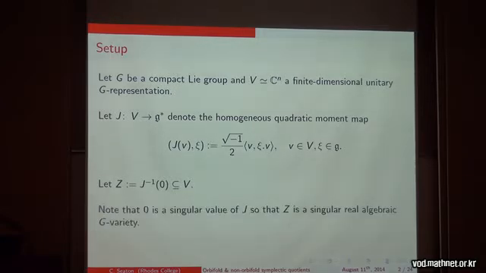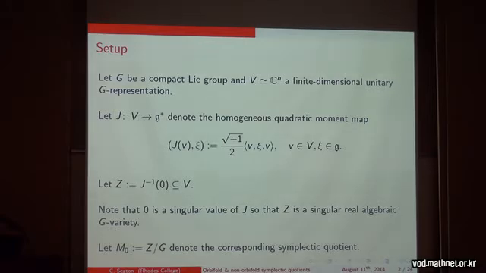So this is singular symplectic reduction, because zero is a singular value of the moment map, and so the preimage Z of zero via the moment map is a singular real algebraic G variety, and the space that we're interested in studying is the quotient, so the standard symplectic quotient of Z mod the action of G.